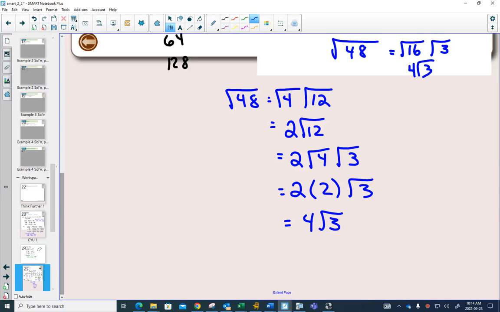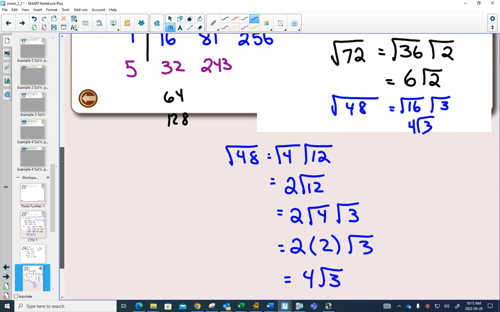So if we can see the biggest one early, that's going to be better. Can you see that we could have said the same thing with 72? If you see the biggest one, it's 36, boom, you get 6 root 2 right away.